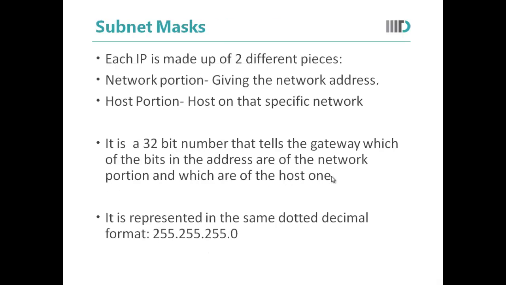Each IP is made up of two pieces, the network portion and the host portion. The network portion gives the address of the network, while the host portion gives the address of the specific node in the network. The subnet mask is also a 32-bit number and tells the gateway which of the bits in the address are of the network portion and which are of the host portion. It is represented in the same dotted decimal format, for example 255.255.255.0.